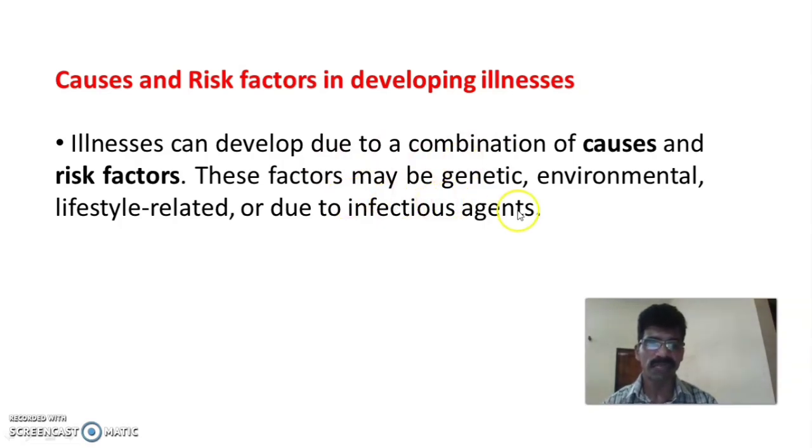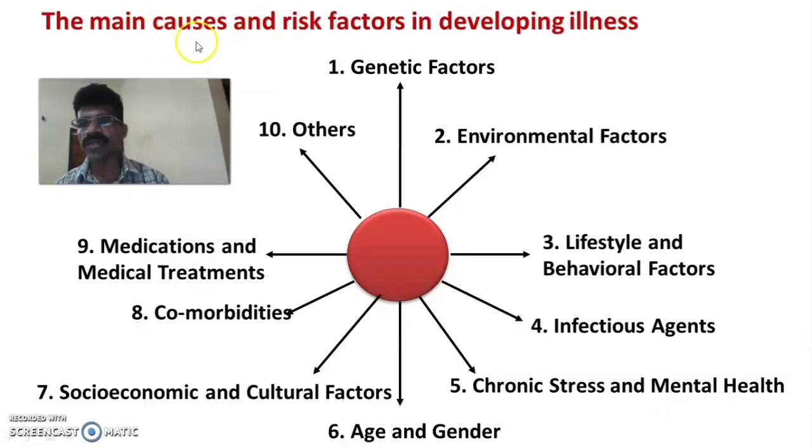These risk factors may be genetic, environmental, lifestyle related, or due to infectious agents such as bacteria, virus, fungus, protozoa or other parasites. The major causes and risk factors in developing illness are classified into 9 etiological factors or causes.